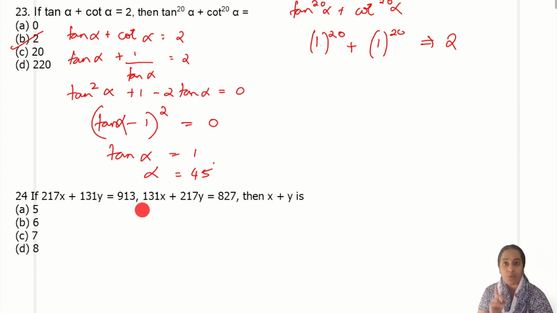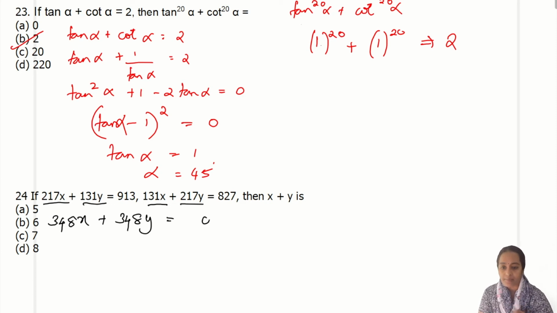But here, the solution for x and y is not asked. Just x plus y is asked in the question. So basically add both the equations. 217x plus 131x is going to be 348x. Again we have 131y plus 217y, which is 348y. So when you add both, you get 348x plus 348y equals 913 plus 827.